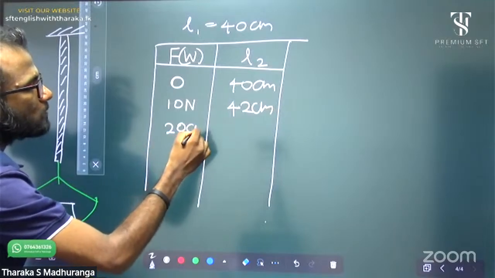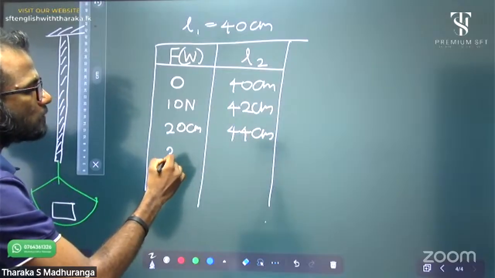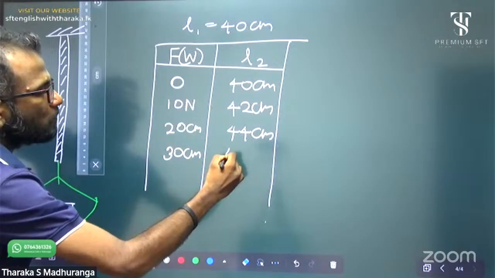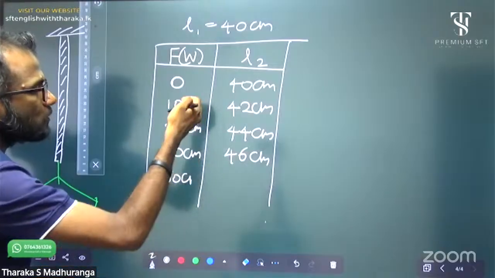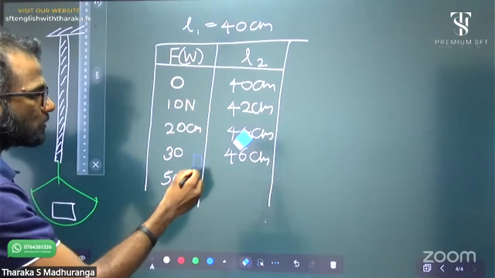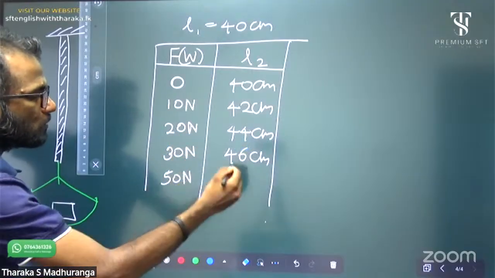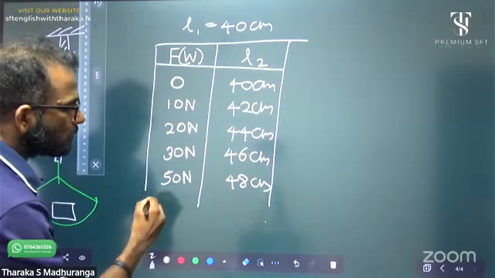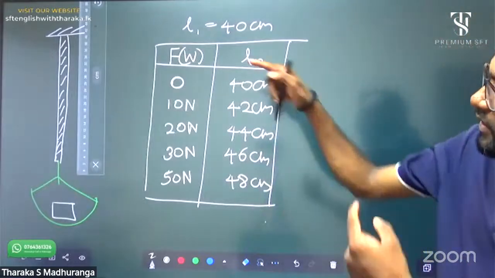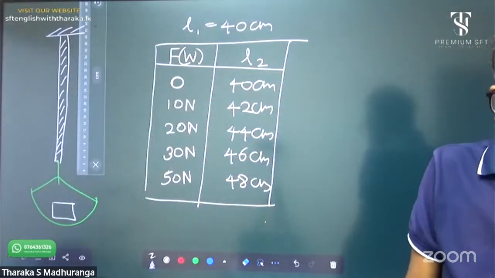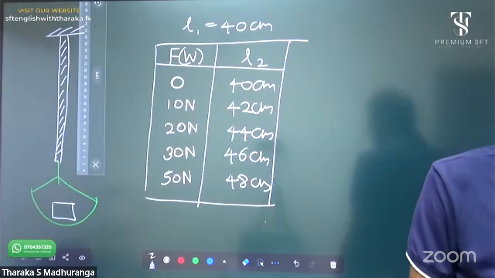20 Newton, 44 centimeter, right? 30 Newton, 46 centimeter. 40 Newton, 48 centimeter. Sorry, Newton, not centimeter. Okay, I'm clear. I got a few experimental data. Increasing the weight of the object, increasing the weight acting on the string, I got the final length.